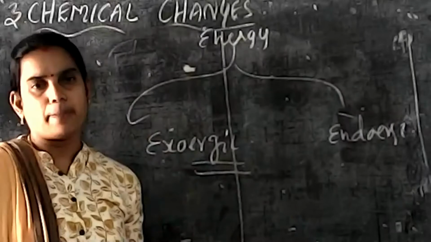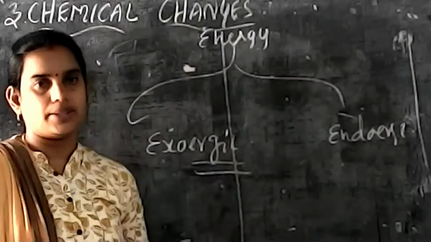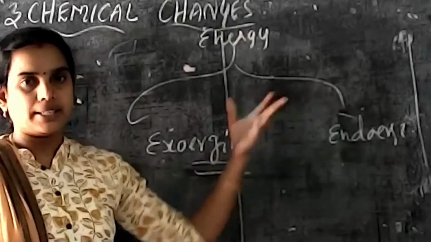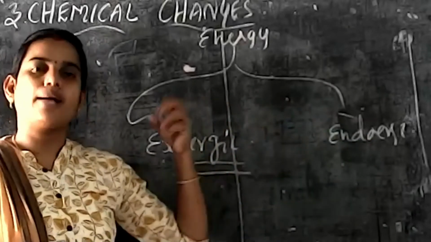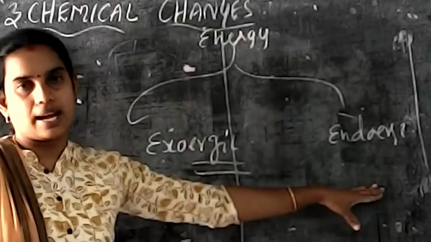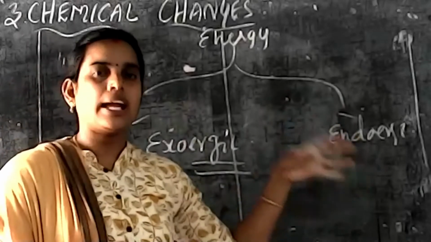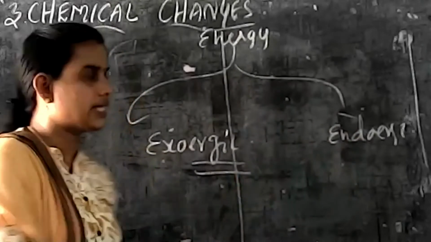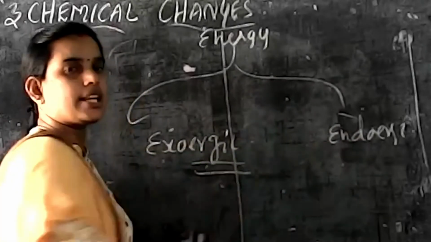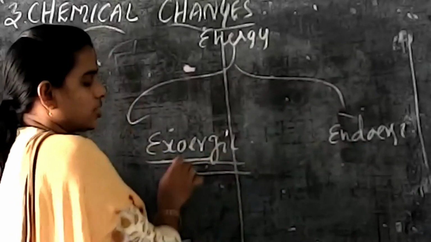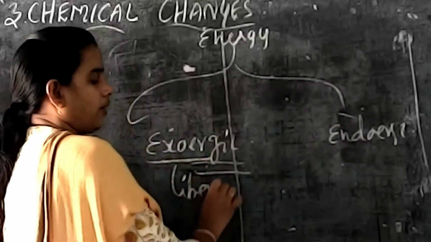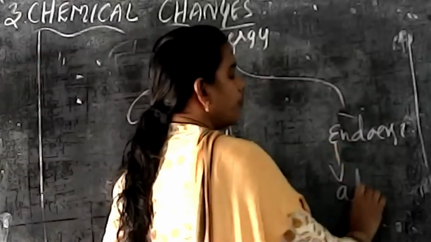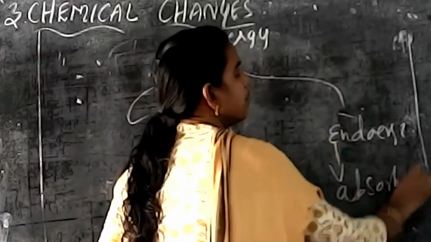Example, burning of paper, burning of magnesium, like that. Okay. Here what happens in endoergic? Endo means the heat or energy is absorbed in this type of chemical reaction. So the reaction in which the energy is absorbed is known as endoergic. So what is the difference between these two? Exo means energy is liberated. And endo means the energy is absorbed. So this is the main difference.